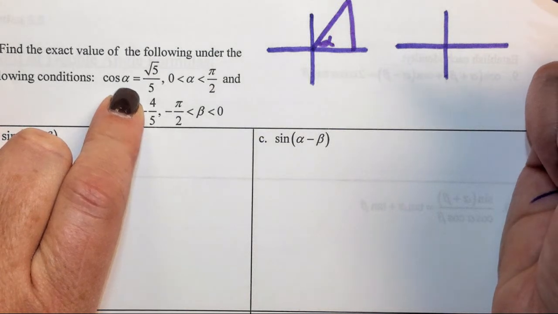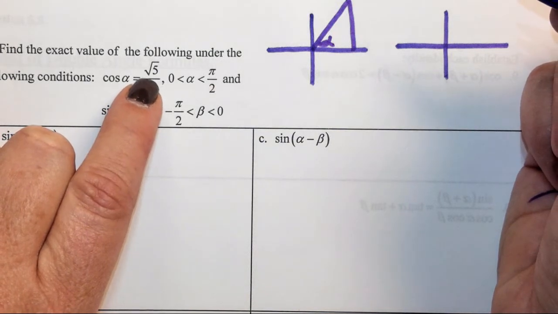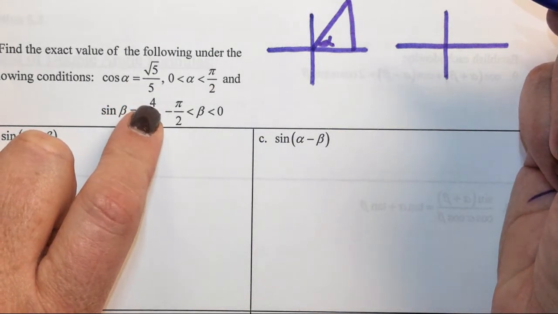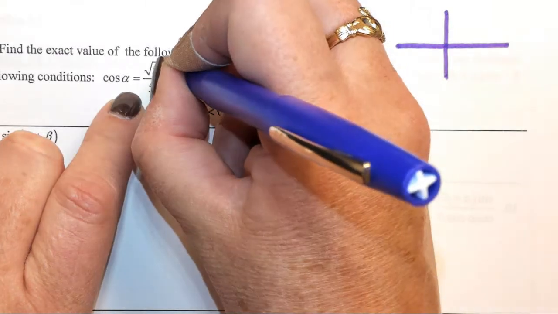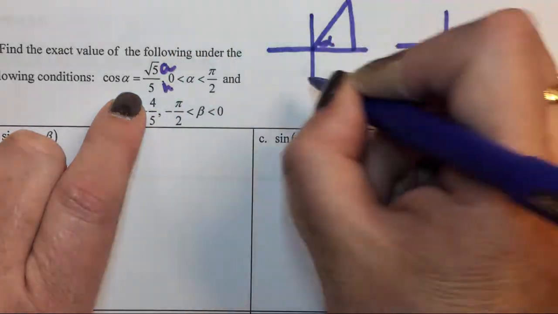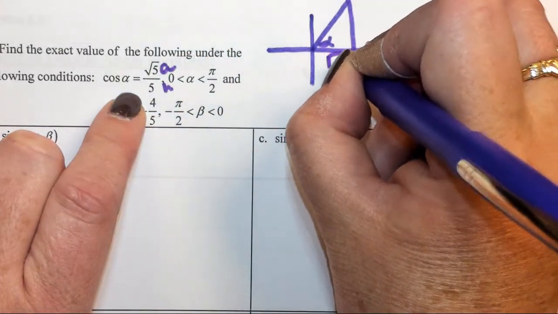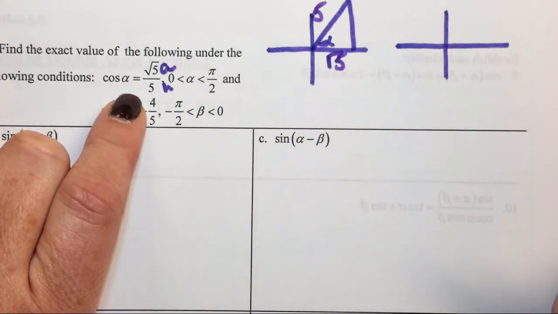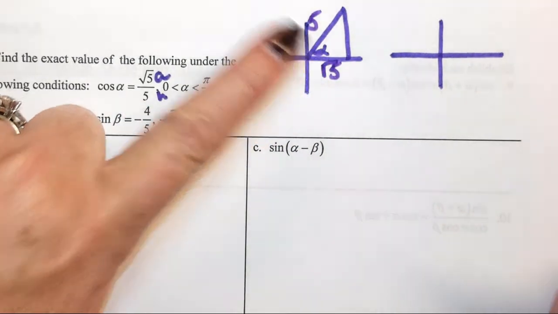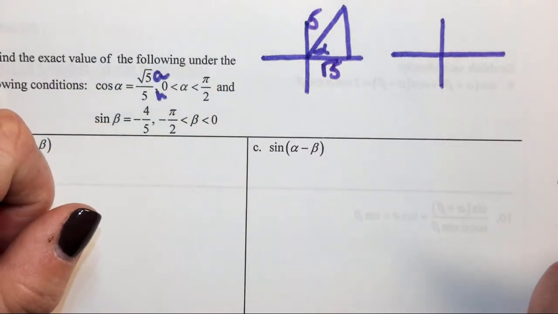What do they tell you about angle alpha? That the cosine is square root of 5 over 5. Well, going back to SOHCAHTOA, what two sides of the triangle does cosine represent? Adjacent and hypotenuse. So I can label that square root of 5 over 5. I ought to immediately go ahead and find my third side because I'm going to need it.